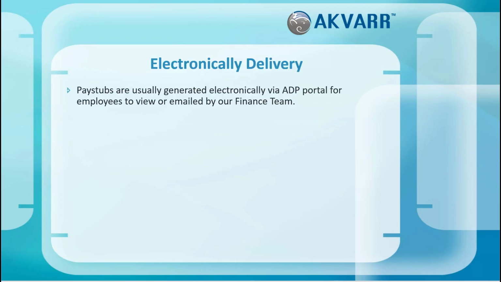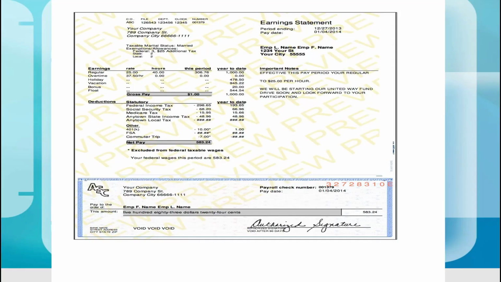So a pay stub is usually generated electronically via the ADP portal, and employees can view this information once they log into the portal, or they're emailed by our finance team upon request, right? But we prefer that you log into the portal and print your pay stubs. That way is the best and most efficient way to view the information, which is handy anytime. So let's look at how this looks.